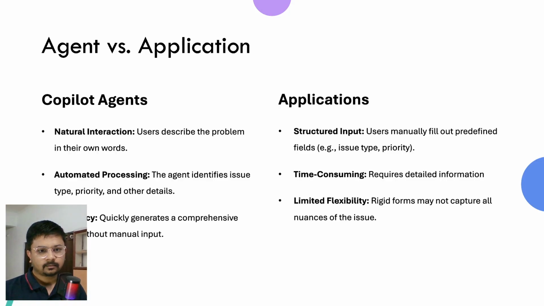When it comes to time, obviously when you interact with Copilot naturally, it saves you time. You don't have to fill up the entire process, the entire form again, because you already shared the information with Copilot. It will just take those out and fill up the form. But in the application you have to fill up everything manually, right? So there is no way you can just tell it and it will create it on your behalf. When it comes to Copilot, there is a lot of flexibility. It quickly generates comprehensive summaries from the manual inputs. In the application, all processes are completely manual.